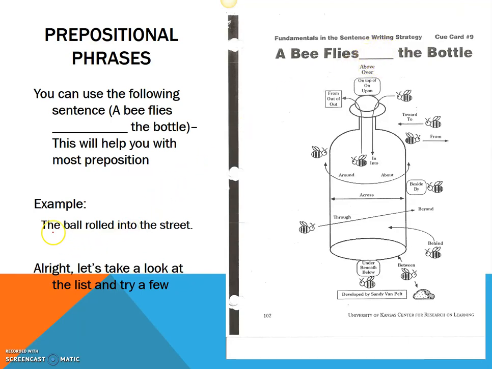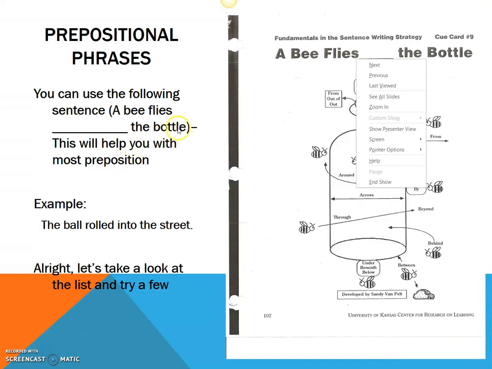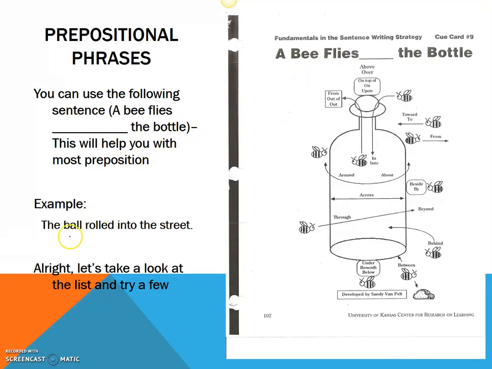So let's take this example. The ball rolled into the street. Okay, let's say we don't know what a preposition is, so we're going to try our little formula here, or we're going to try to fit this into our sentence. So we're going to take the first word, "the." A bee flies the bottle. That does not make sense. So we're going to go to our next word, "ball." A bee flies ball the bottle. No, it does not make sense. So we're going to go to the next one.